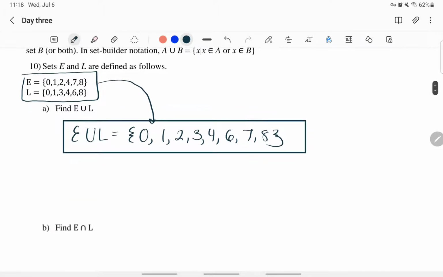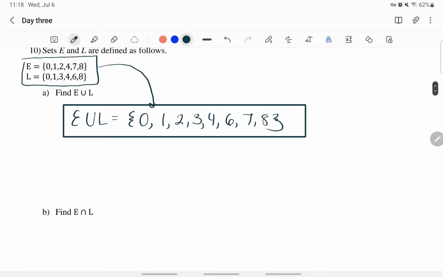Now B says you want to find the intersection of those sets. Intersection means what elements do both sets have in common with each other? Look at set E and look at set L and find the common elements. Both sets have a 0, a 1, a 4, and an 8.